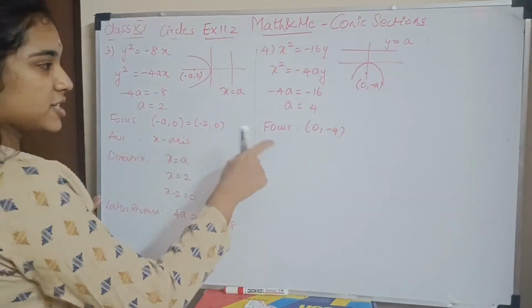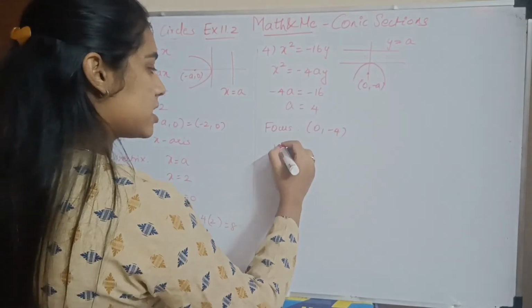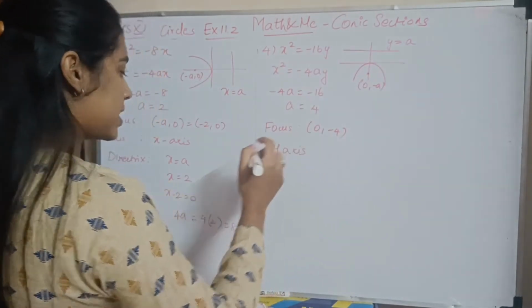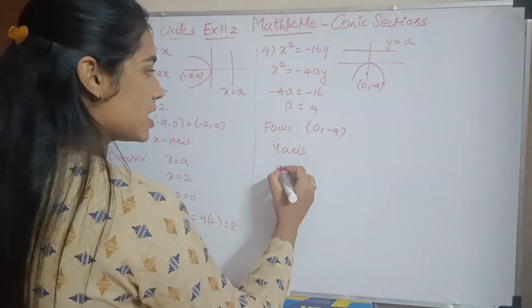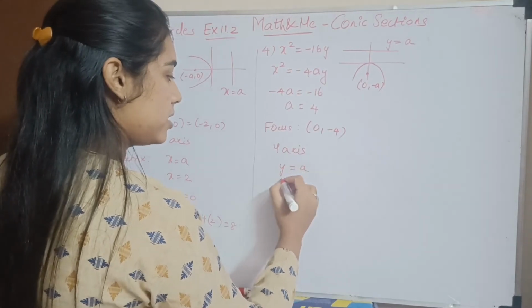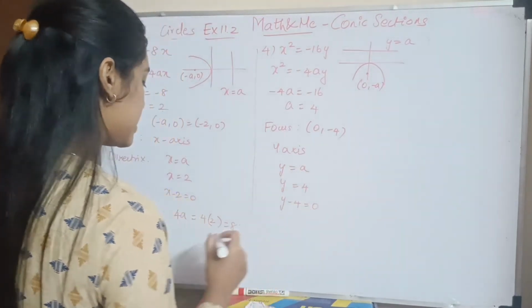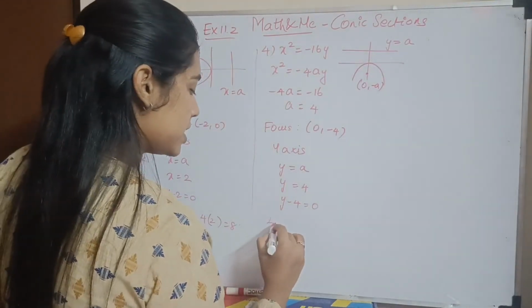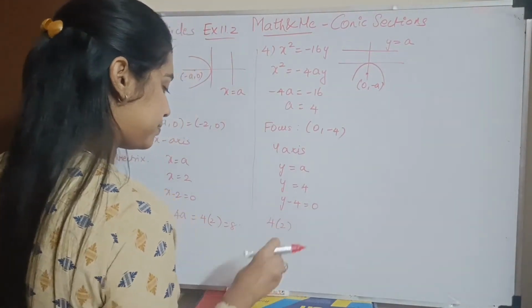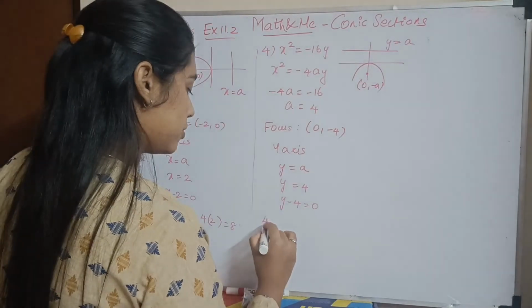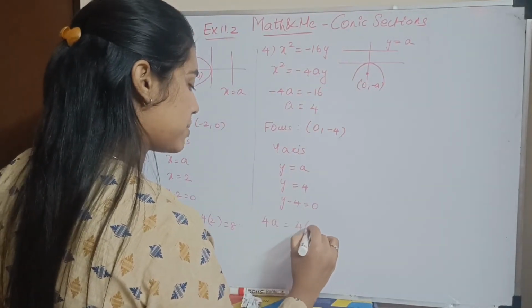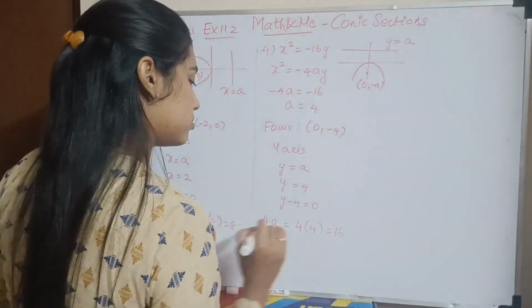What is my axis? I'll just directly write it. My axis is y-axis. What is my equation to the directrix? It's y equal to a, y equal to 4. So y minus 4 equals 0. What is the length of the latus rectum? It's 4 times a, which is 4 times 4, which is 16. Okay.